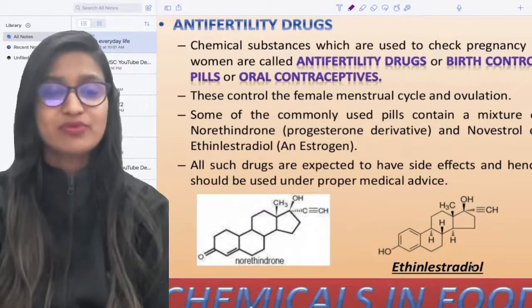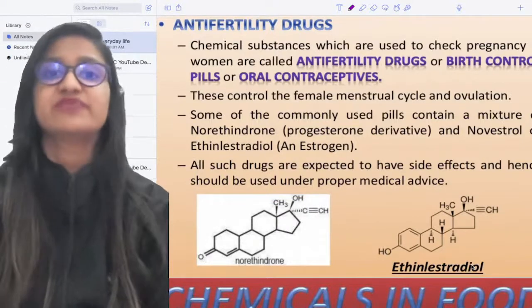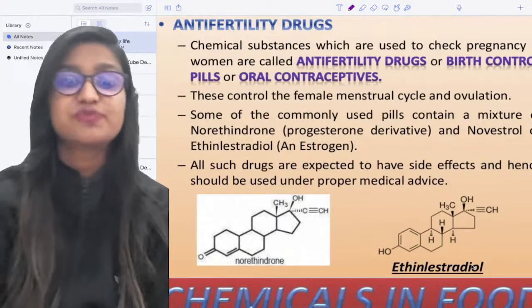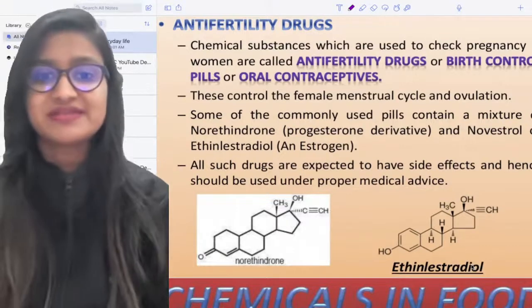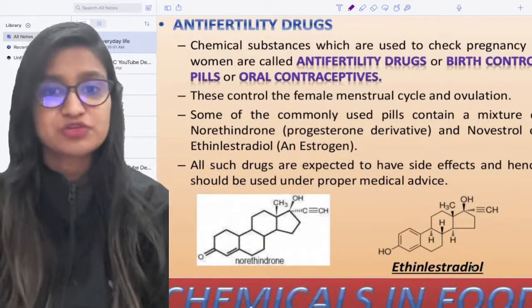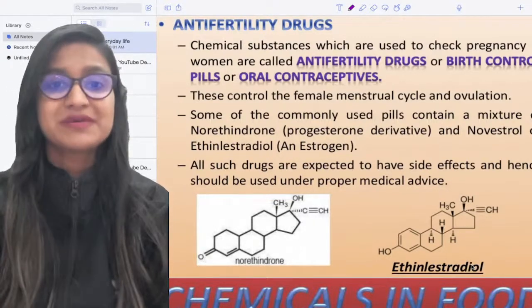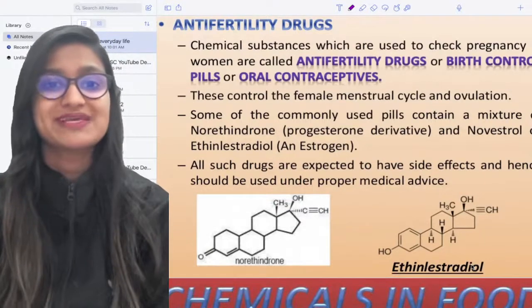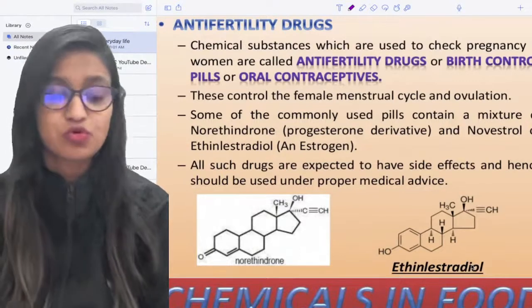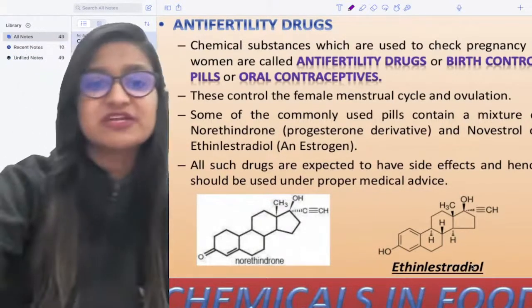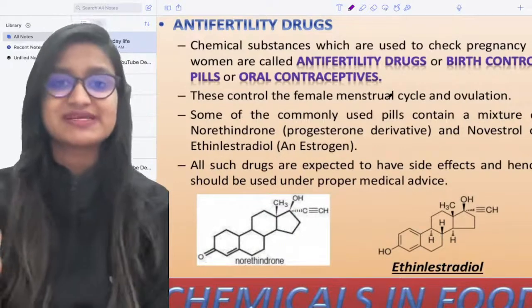So like you can say there are some chemical substances which are used to check pregnancy in women, right? ठीक है? So these are called as anti-fertility drugs or birth control pills or oral contraceptives. Okay? So you can see here the chemical substances which are used to check pregnancy in women are called as anti-fertility drugs or birth control pills or oral contraceptives. ठीक है? These control, अब इनसे होता क्या है? Basically these control the female menstrual cycle and ovulation.